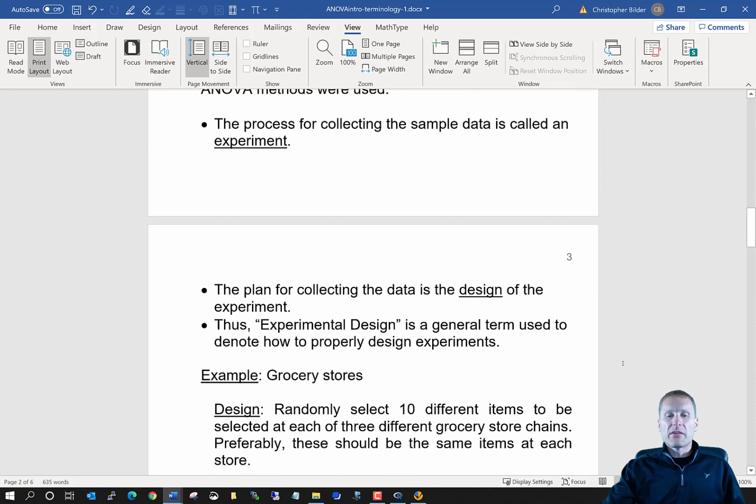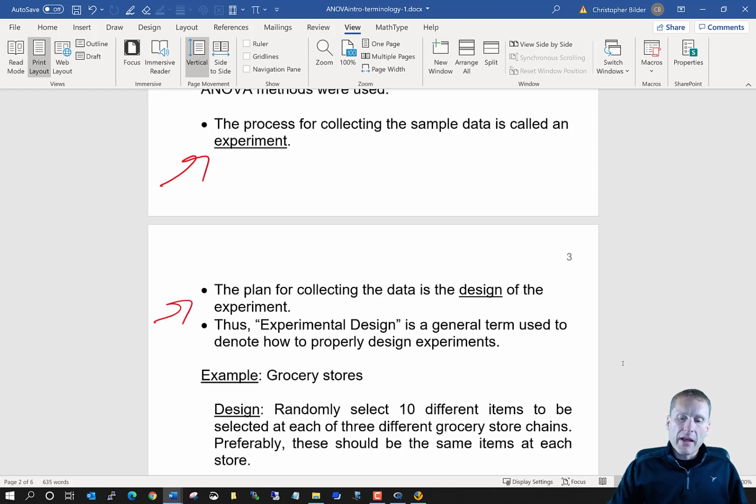Okay, some very basic terminology first of all. The process for collecting the sample data is simply called an experiment. So, if I'm interested in looking at the different wheat varieties, which has the highest yield, I perform an experiment. I actually do the planting and collect the yield information. That's my experiment.